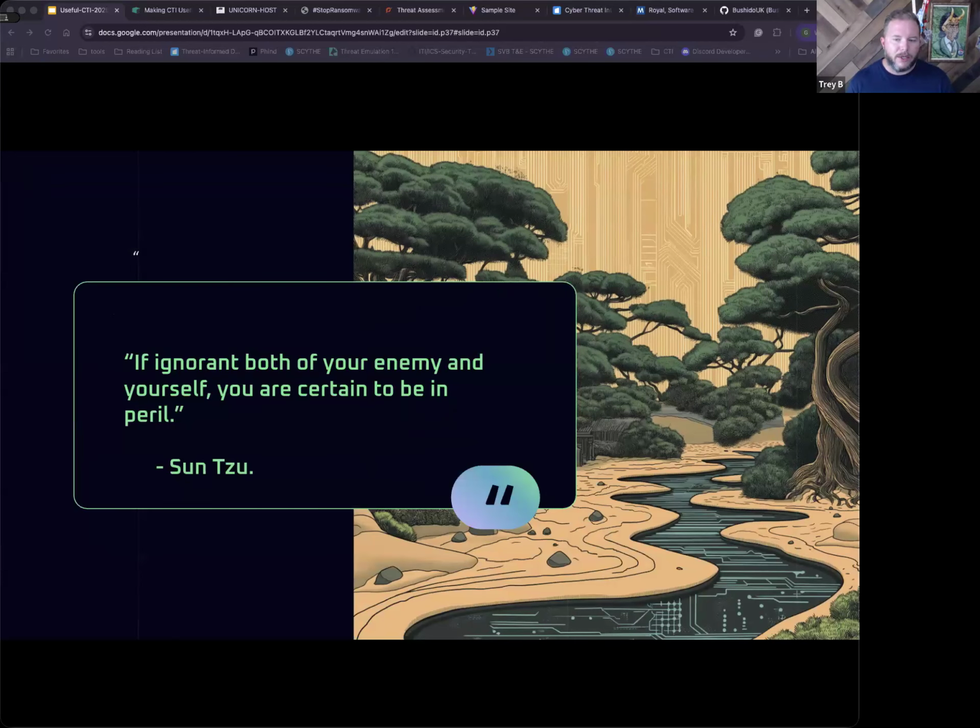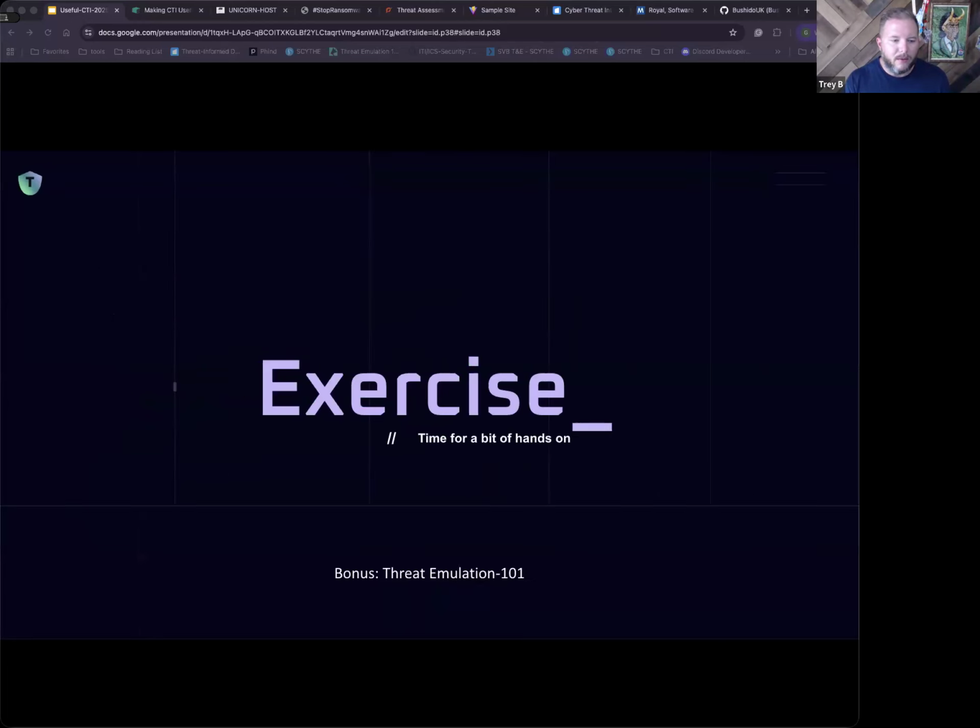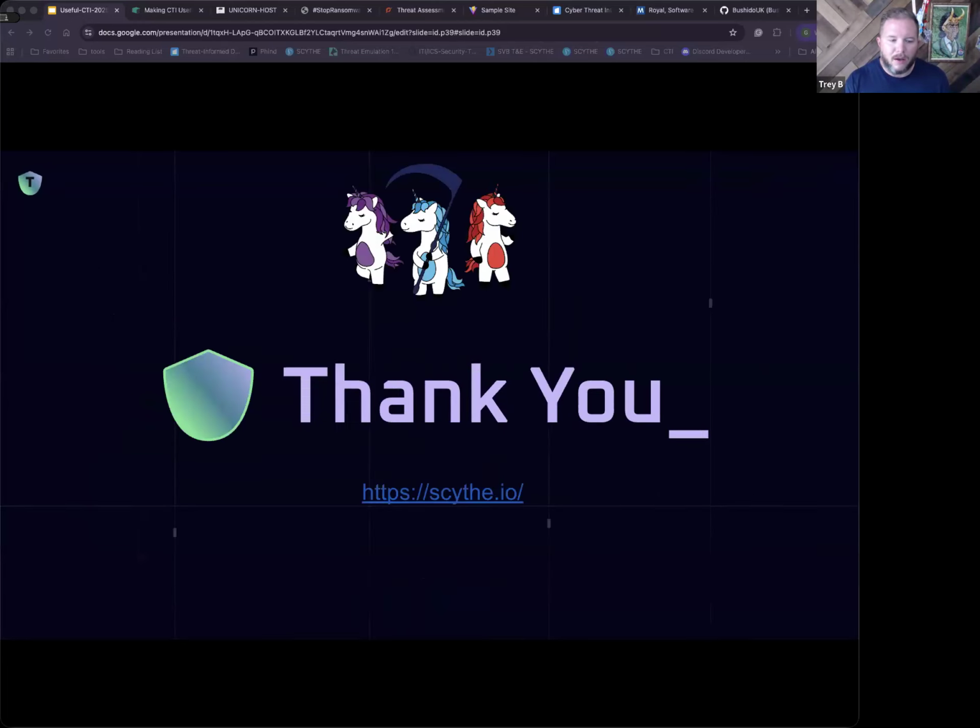Lastly, a really cool, good quote. We just like to end with it and give you a little insight from the bigger, wider world. If ignorant both of your enemy and yourself, you're certain to be in peril. That stands true just as much in cybersecurity as it did in warfare. You have to understand yourself, your context in the greater world, and the enemies you can potentially face. Otherwise, how are you going to secure anything or keep the stuff you care about protected? You can't.